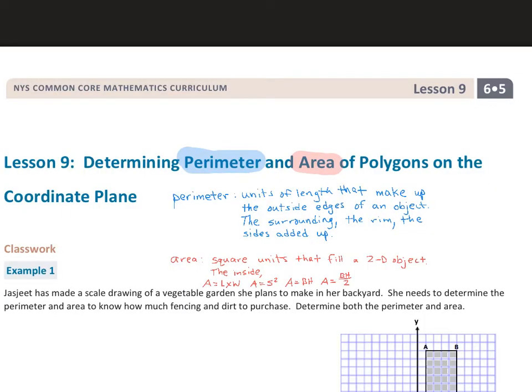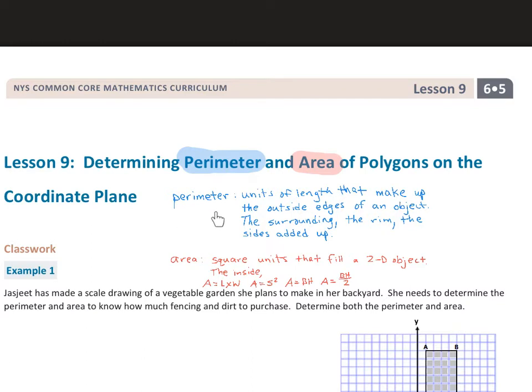Hey everybody, this is grade 6, module 5, lesson 9, and we're going to be looking at perimeter and area of polygons, two-dimensional figures, on the coordinate plane. First we need to understand what perimeter and area are so we don't get them confused. So this would be a great time to pause the video and take notes, and then as I continue to comment on these, add those to your notes. So go ahead and do that now and write this stuff down.